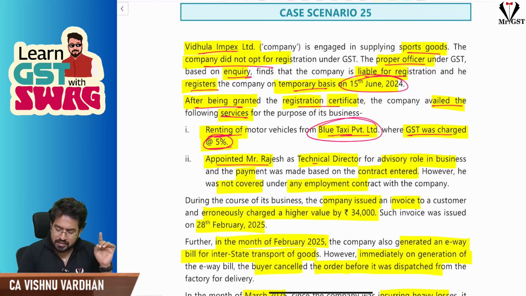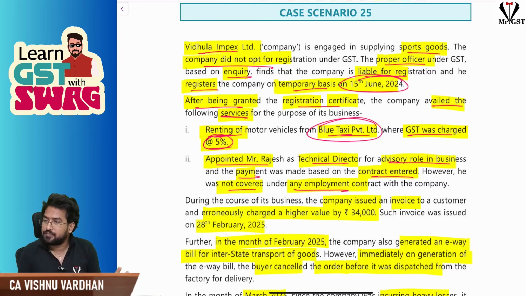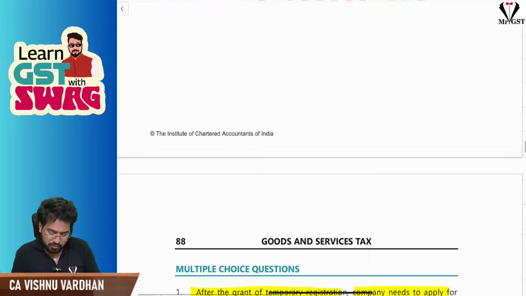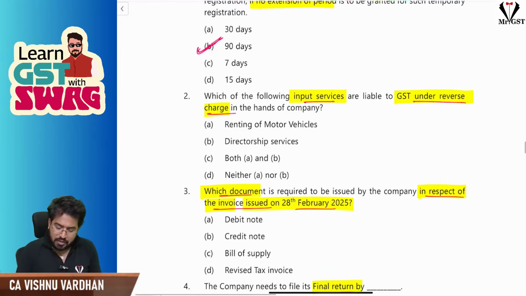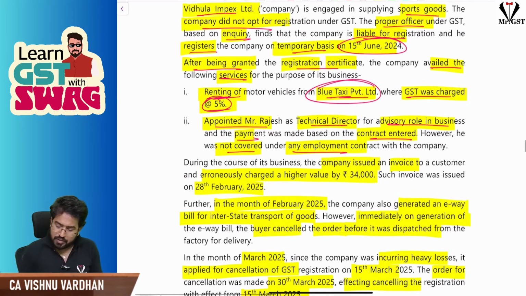They appointed Rajesh as technical director for an advisory role in the business. Payment is based on the contract entered, and he is not covered under any employment contract. Because he is not covered under any employment contract, please understand, for director services, 194J, RCM will come into picture. So there is a question on this RCM. Renting of motor vehicles is not RCM, but director services is RCM. So option B is the correct answer.